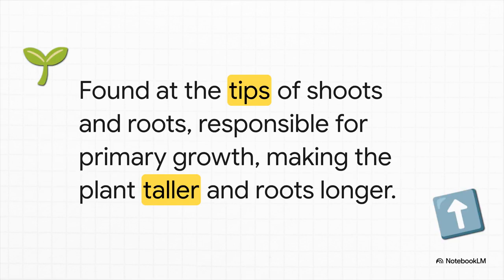So the plant puts these growth engines in really strategic spots. First up is the apical meristem. You'll find this at the very tip of every shoot and every root. This is what drives what we call primary growth. It's what makes the plant taller and its roots longer, always reaching out for more light and more water.